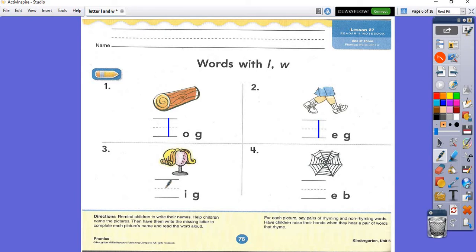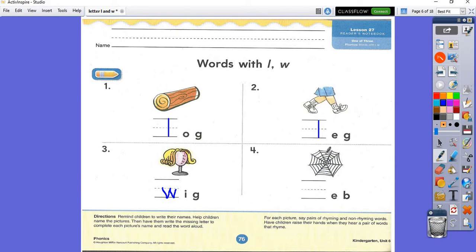The missing letter is wa. We are going to write W. Starting from the second line, make wa. Touch the third line, again bring it up. Wa. Very good. This is wig. Wig. Wow, what picture is this?